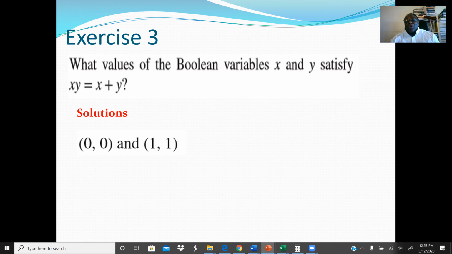Then the question is, so what values of Boolean satisfy the condition? Now, if S is 1 and Y is 0, then 1 times 0 will be what? 0. But 1 plus 0 will be 1. So we get 0 equal to 1, which is false. So the only way this condition will be true, SY is the same as S plus Y, both S and Y must have the same value, either 0, 0 or 1, 1.